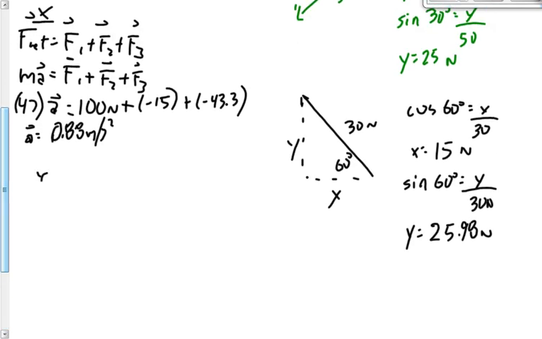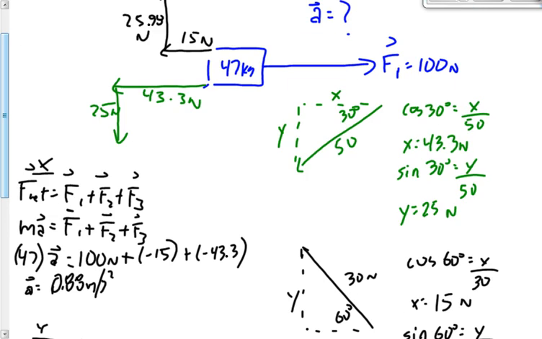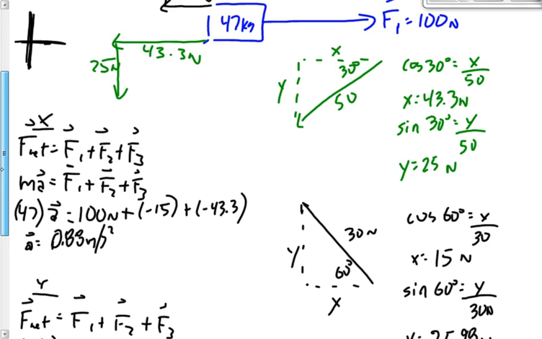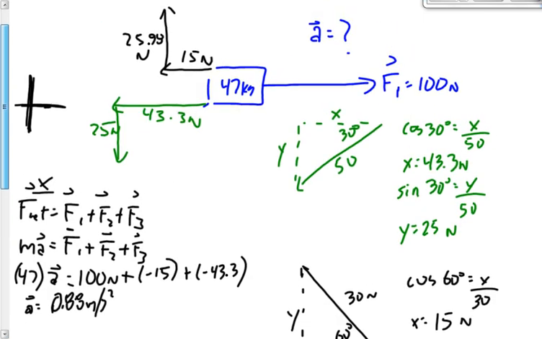Let's say y F net is equal to the sum of the forces again. Let's say mass is 47 times a. What's F1? Quick. 0, because it's all to the right, and we're looking at the y-axis here, right? That's the x-axis, that's the y-axis. So it's going to be 0. F2 is going to be 25.98.